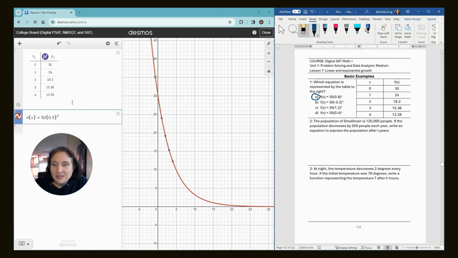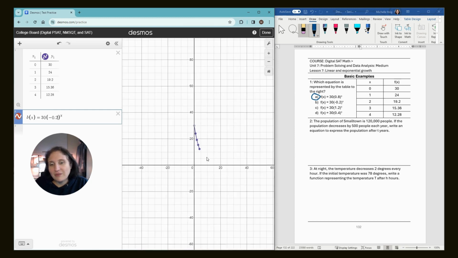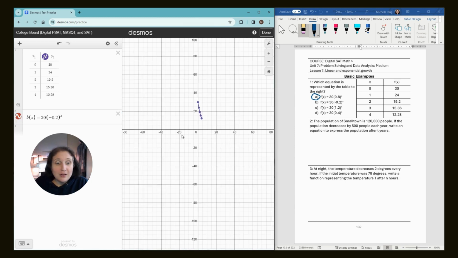If I switch this to the b of x equation and put in negative 0.2, we can see that the graph won't even work because there's a negative inside. So that's a bad example. Let's put 1.2 in instead. And you can see that that's not the right graph, and we can put in 0.4, and that's not the right graph.